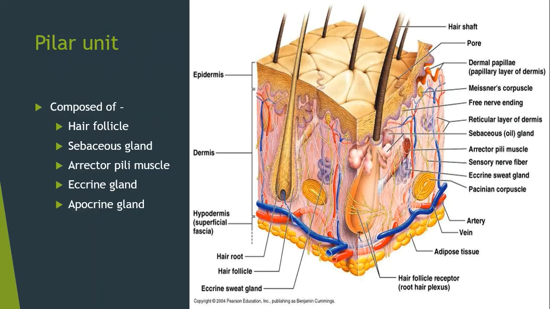Now let's come to the adnexal structures or pilar unit. This pilar unit is composed of the hair follicle, sebaceous gland, with erector pili muscle, along with eccrine glands and apocrine glands. We will come to them one by one.